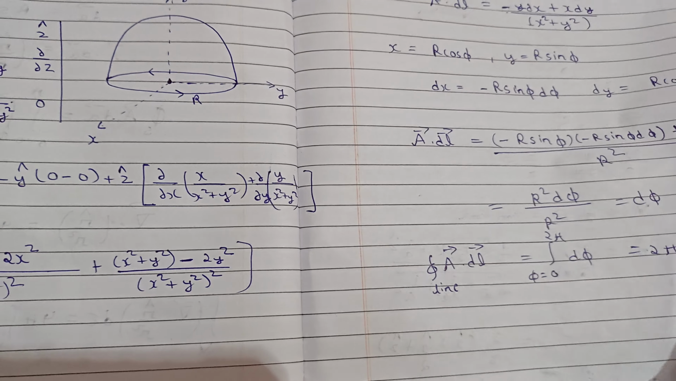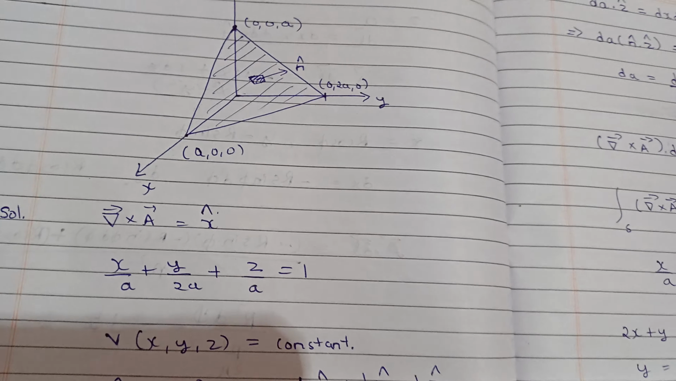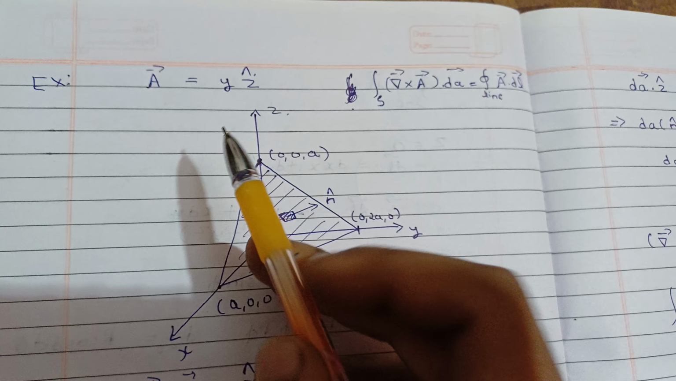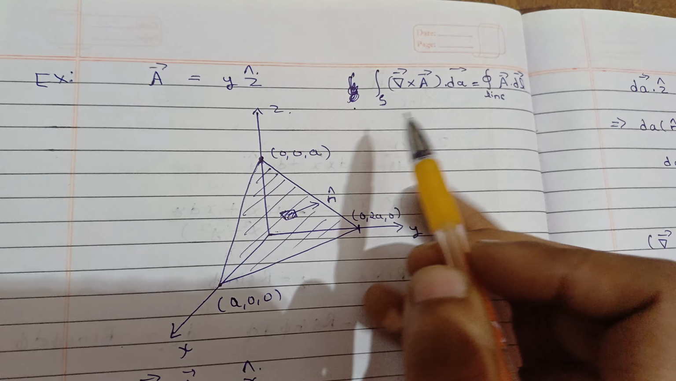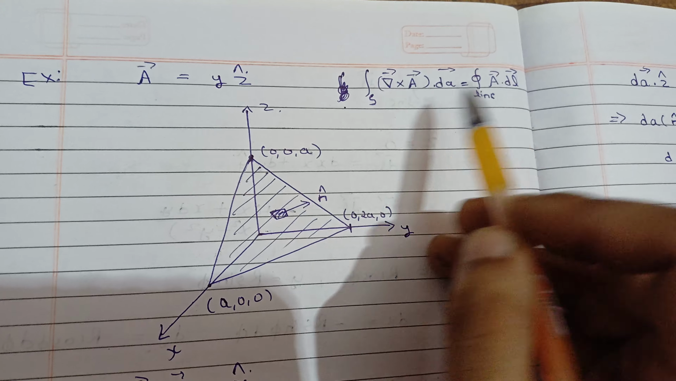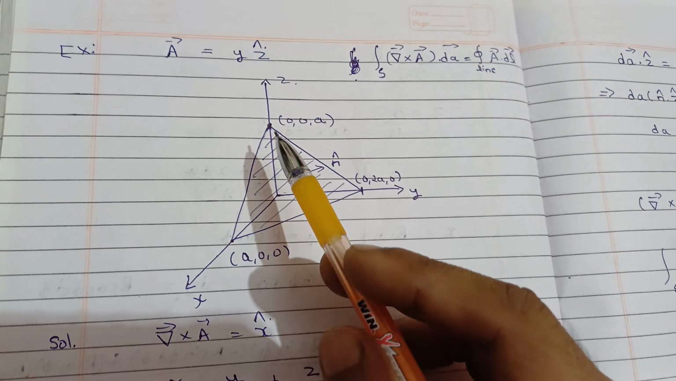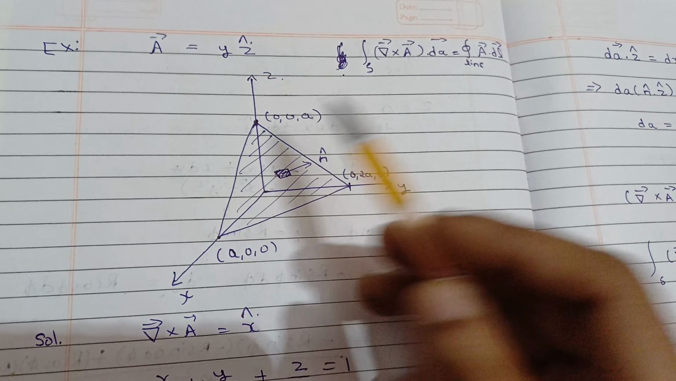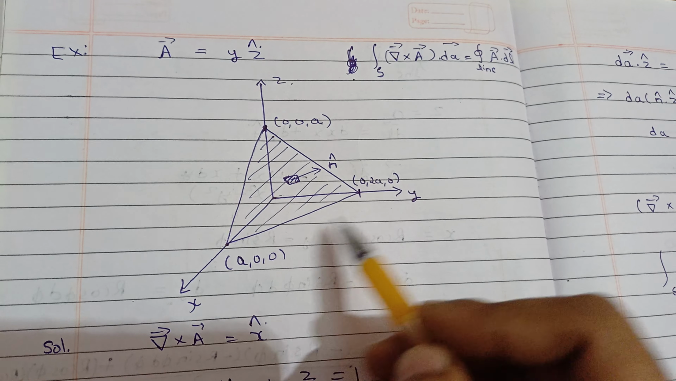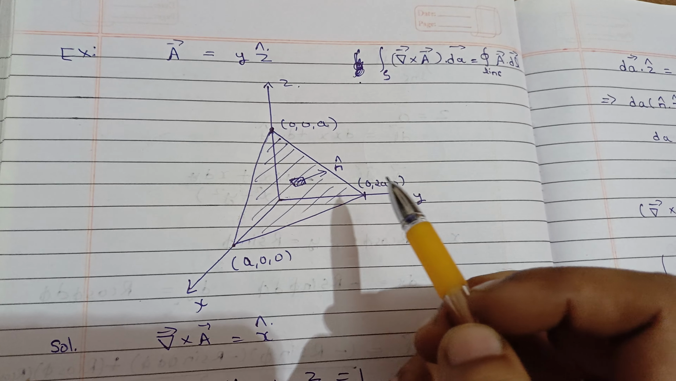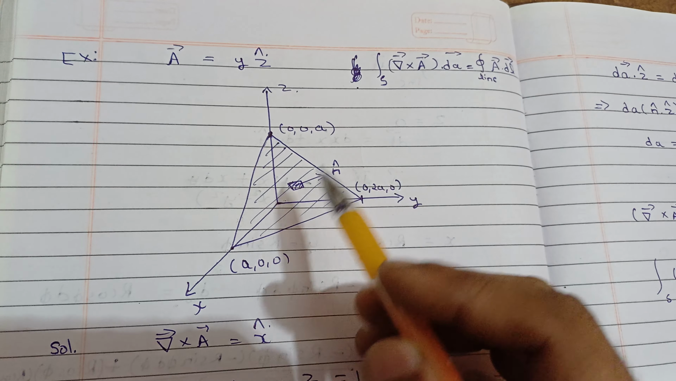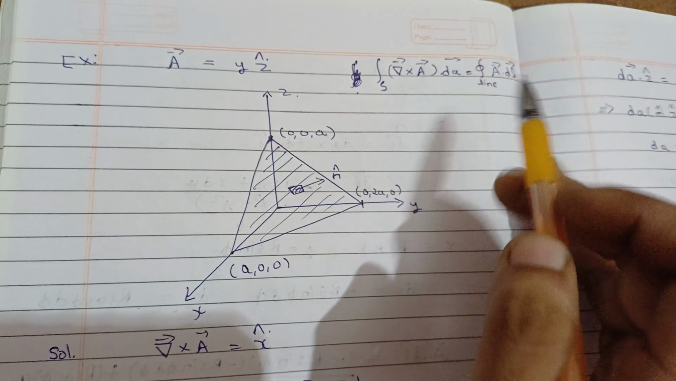So this is another example of the same thing. Let's see one more good question. If A is given as y z cap, you need to verify the Stokes theorem for this surface. Now the surface is tilted. Every time we discussed, there was a surface where you can find x and y and z. But this time this surface is tilted at some angle.